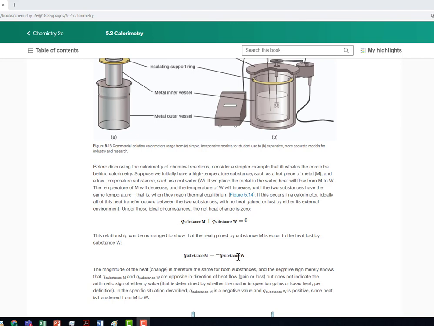Well, what if it's the other way around? It will still work out. Okay, whatever is transferred from one goes into the other. And you have to be aware of the sign convention in terms of knowing what positive and negative means. So positive is going in, negative is coming out. So think of endothermic and exothermic for that.